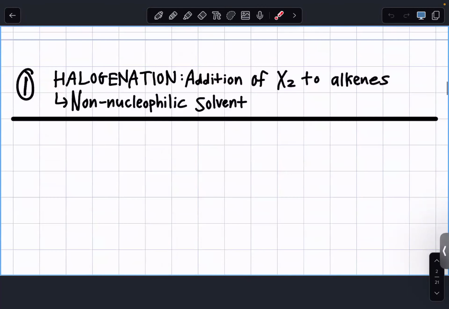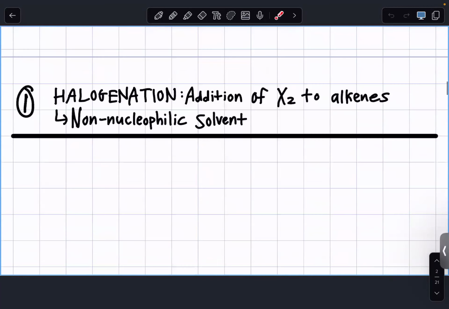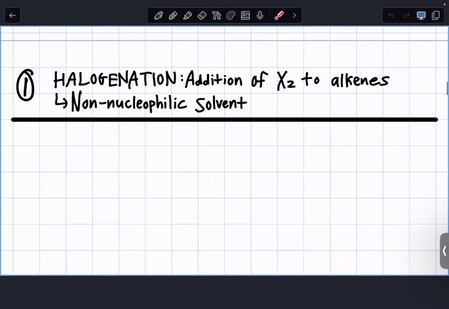So let's first start with the halogenation, or addition of X2, where X is usually chlorine or bromine, to alkenes. And there are two different scenarios. It could be in a non-nucleophilic solvent, so you could see things like CCl4, CH2Cl2, or CH3NO2. If you see any of these solvents, they will not do anything in the reaction. You just ignore them. Or you could just see X2 by itself, and if you just see X2 by itself, then no other solvent is going to compete and react.